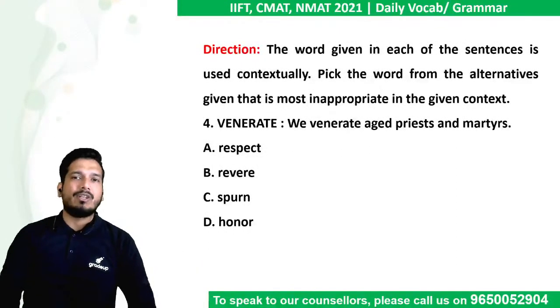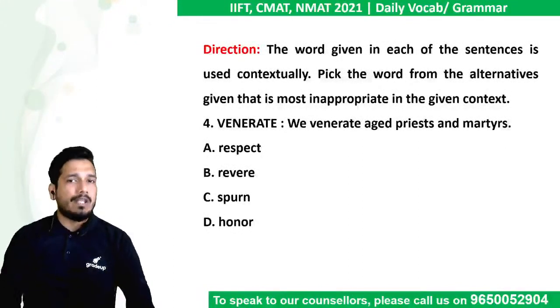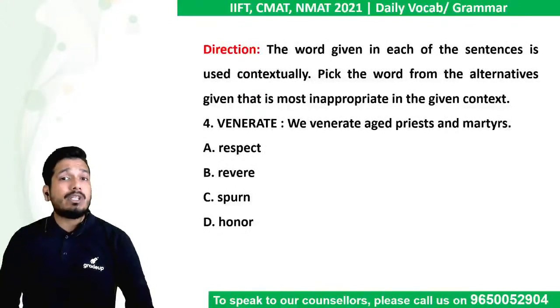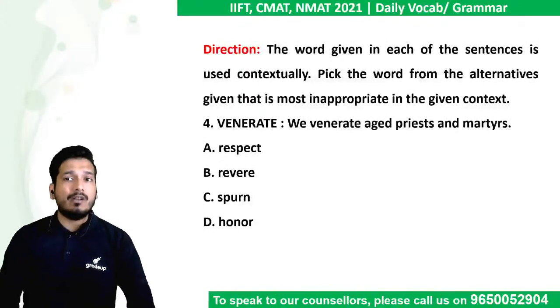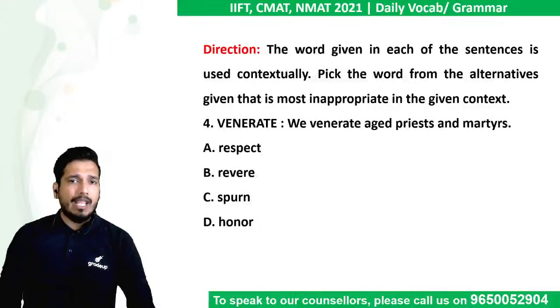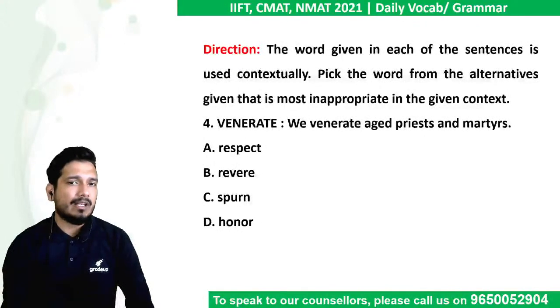Anyway, next question. The word given in each of the sentences is used contextually. Pick the word from the alternatives given that is most inappropriate in the given context. Venerate. We have done this word. We venerate aged priests and martyrs. A. Respect. B. Revere. C. Spurn. Or D. Honor. Respect, revere, spurn, honor.